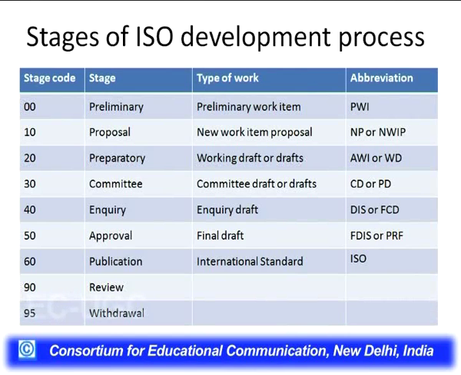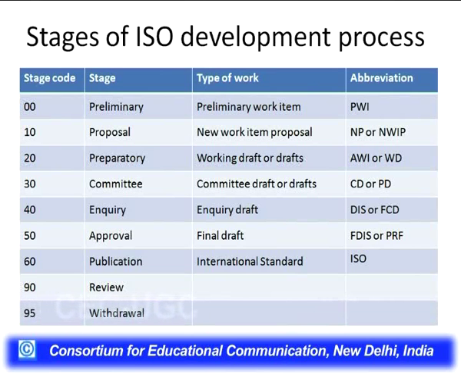According to the requirement or according to the development, that category is modified, and for that modification definitely something new is to be added. That is why it is known as the new work item proposal, and it can be abbreviated as NP or NWIP.